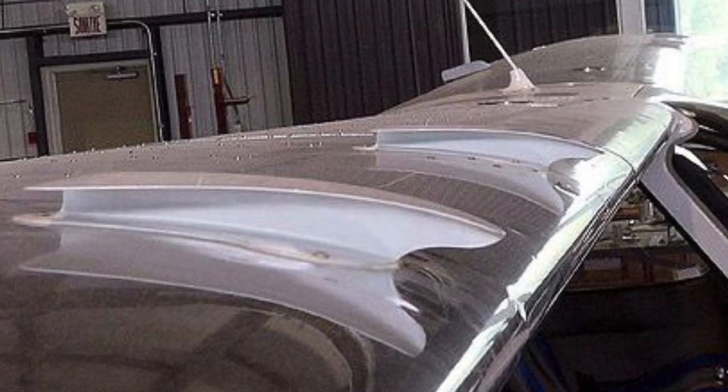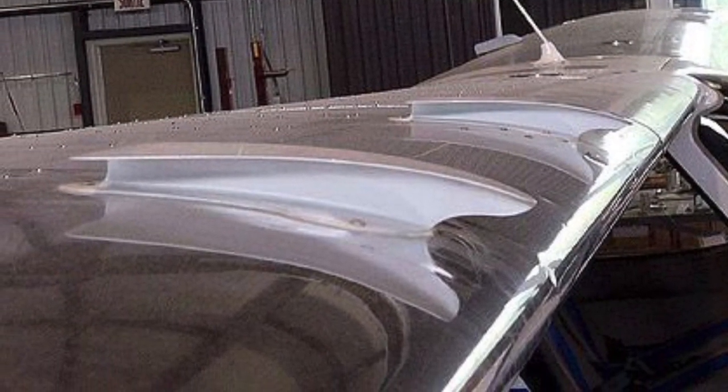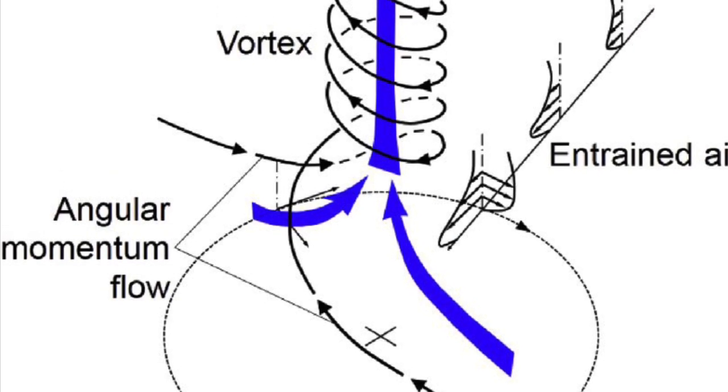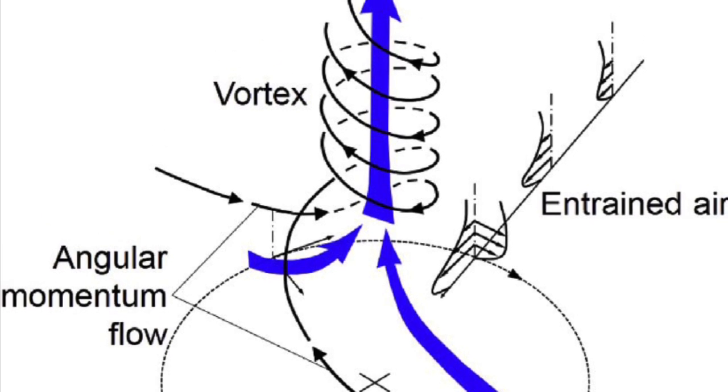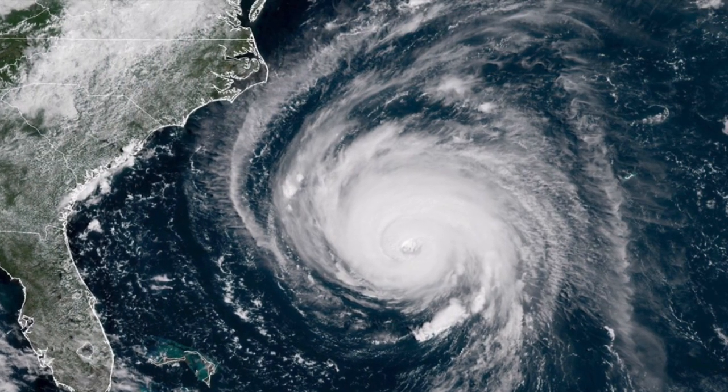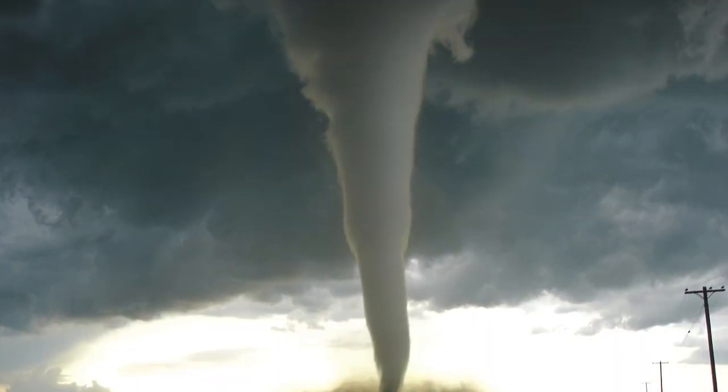So how do micro-vortex generators work? A vortex is a physics phenomenon that occurs when a gas or a liquid moves in circles. Examples of vortices, that's how you say vortex plural, vortices. Examples of those are hurricanes and tornadoes and things like that.